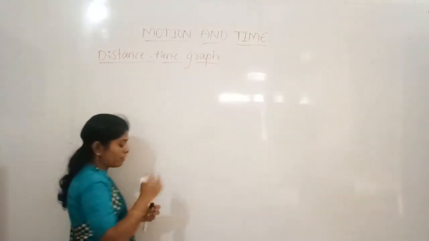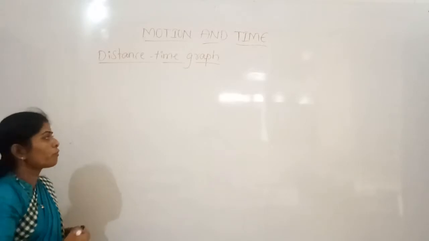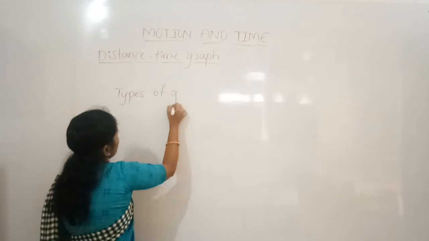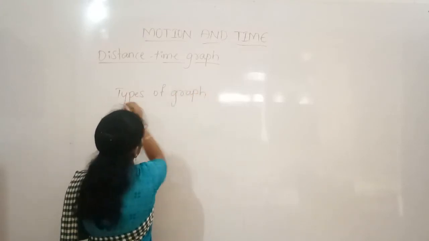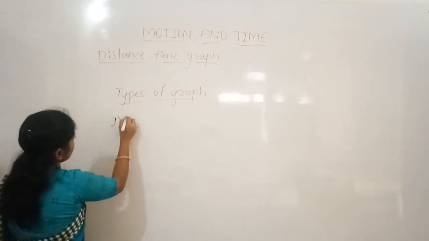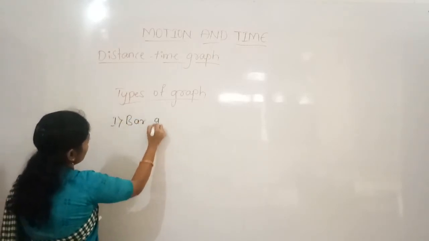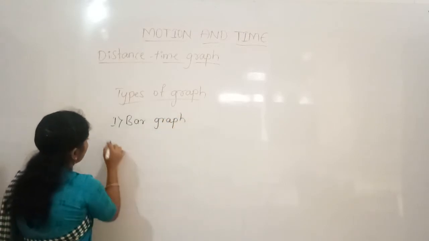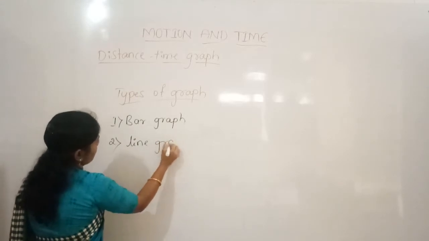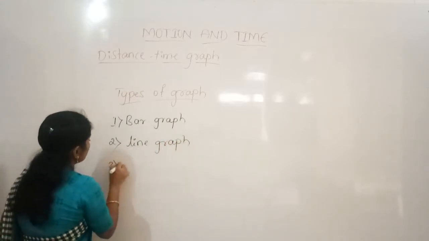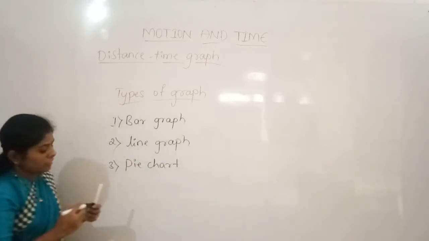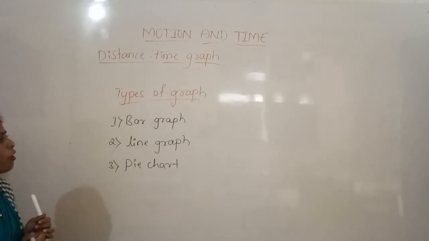But before that I will just tell you some types of graphs. The first one is the bar graph. Another one is the line graph. And one more is the pie chart. These are the three different types of graphs.